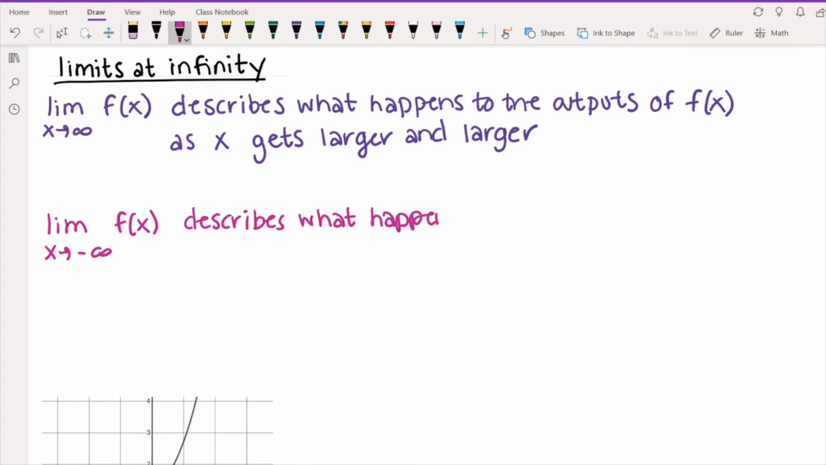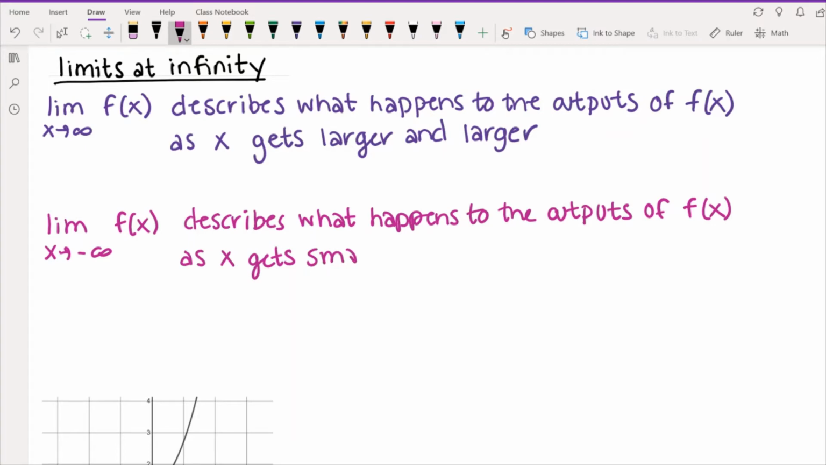What happens to the outputs of f of x as x gets smaller and smaller? So there's a variety of ways to actually evaluate infinite limits.